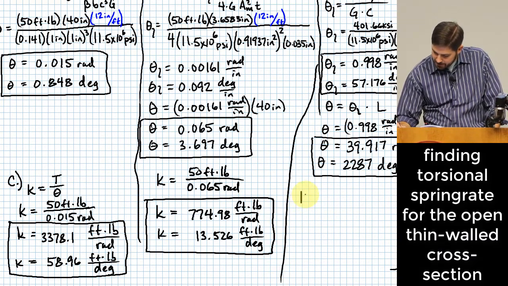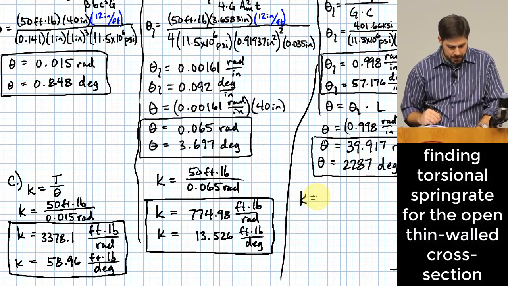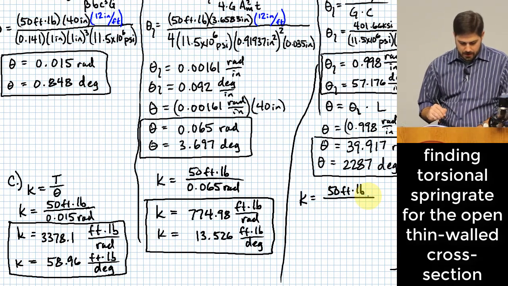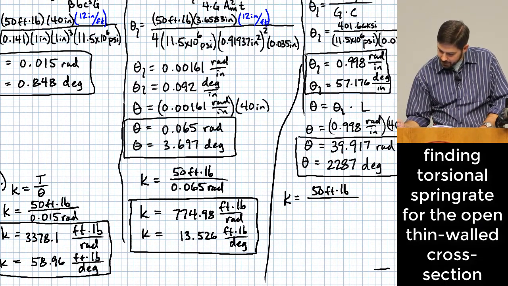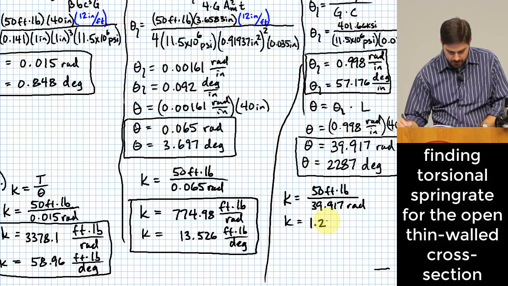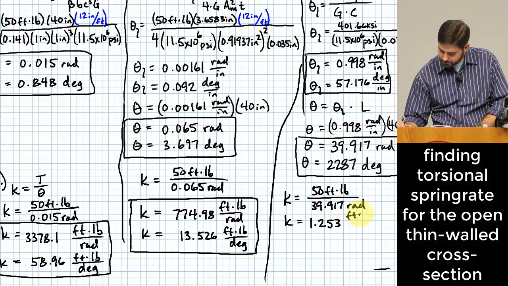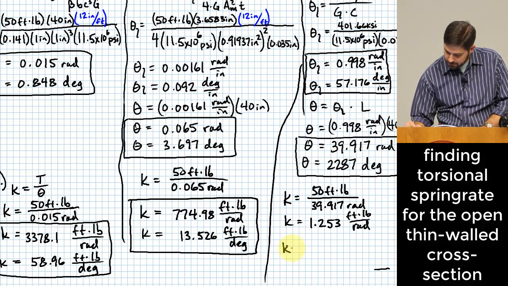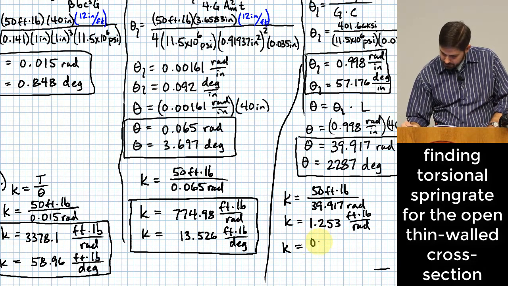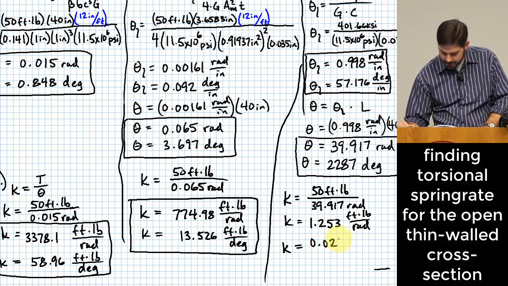All right, and then the last one here, K, is going to be equal to 50 foot-pounds over 39.917 radians, or that gives us 1.253 foot-pounds per radian, or 0.02186 foot-pounds per degree.